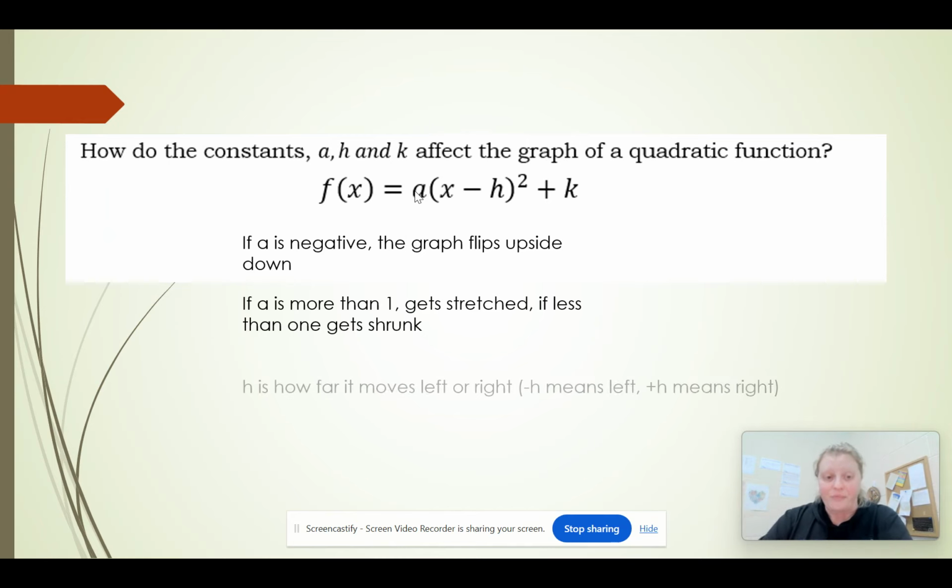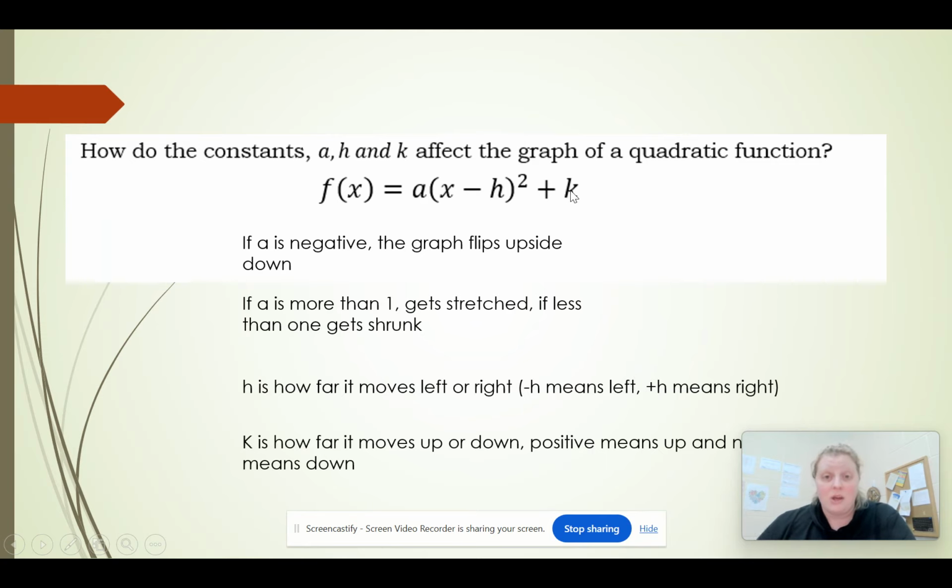All right. Whatever's here for H, that's how far you move sideways. So your H, guys, is what controls your sideways movement when you go to graph. And remember, minus means, and you want to change this, this should say right, and plus means left. So those should be flipped. Make sure that you flip those.